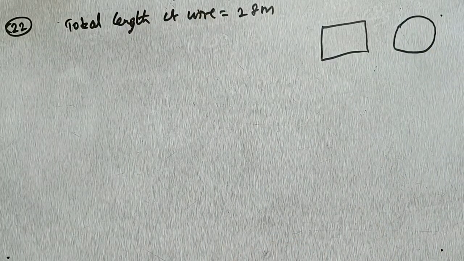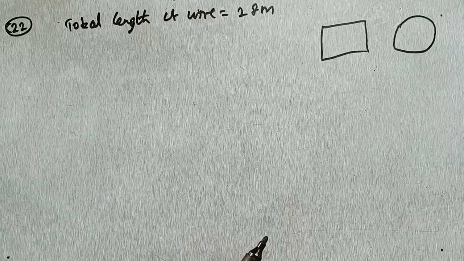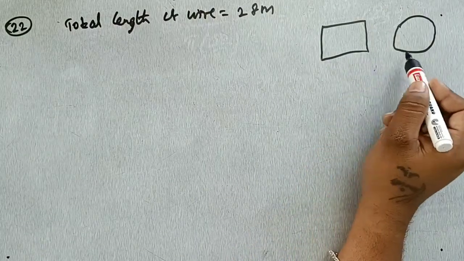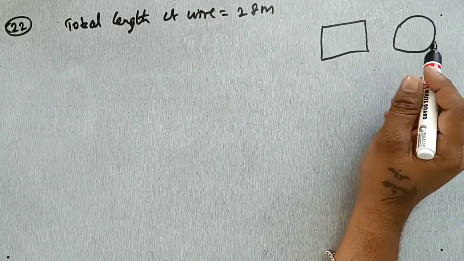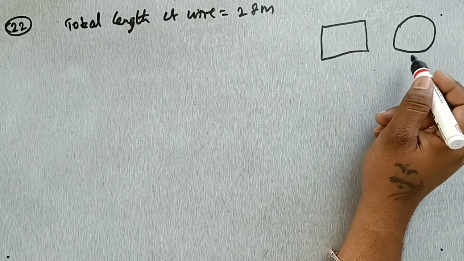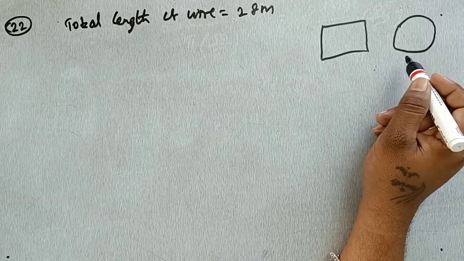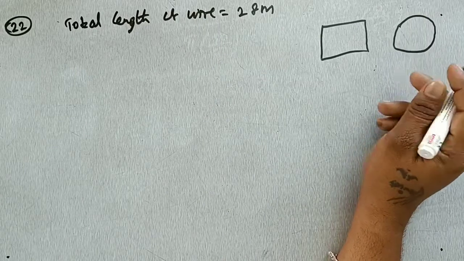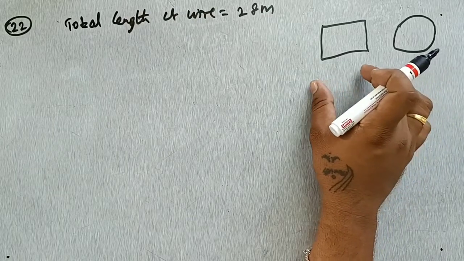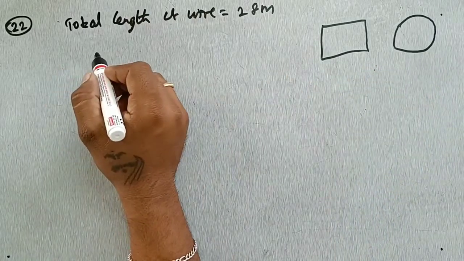Now what is the question given? What should be the length of the 2 pieces so that the combined area of the square and the circle is minimum? So the combined area should be minimum. That means we need the length of the piece to be made into a square and the length of the piece to be made into a circle. Clear?